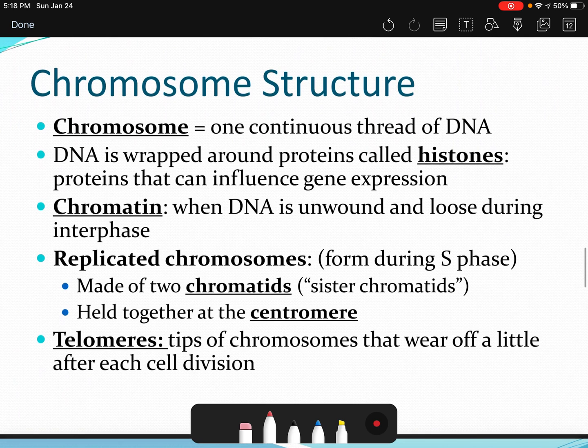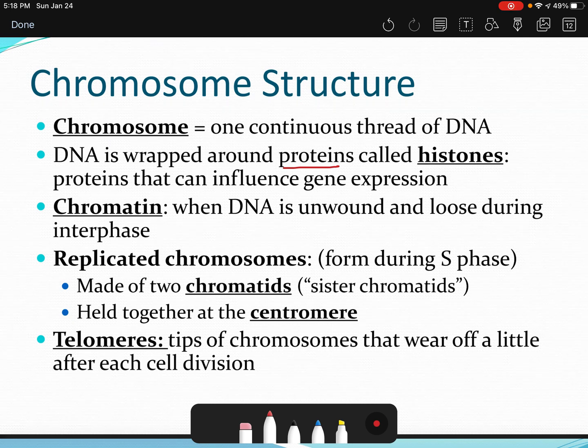When we look at chromosome structure, there's some different terms that you need to know. First of all, a chromosome is just one continuous thread of DNA. And then that DNA gets wrapped around proteins called histones. And those proteins influence gene expression.